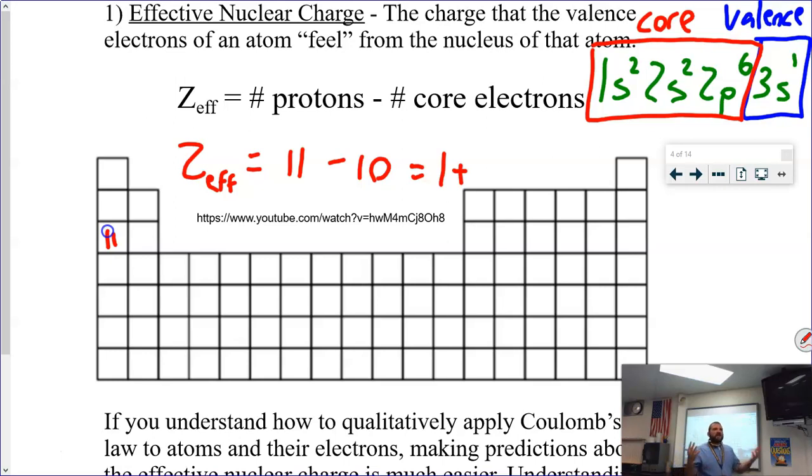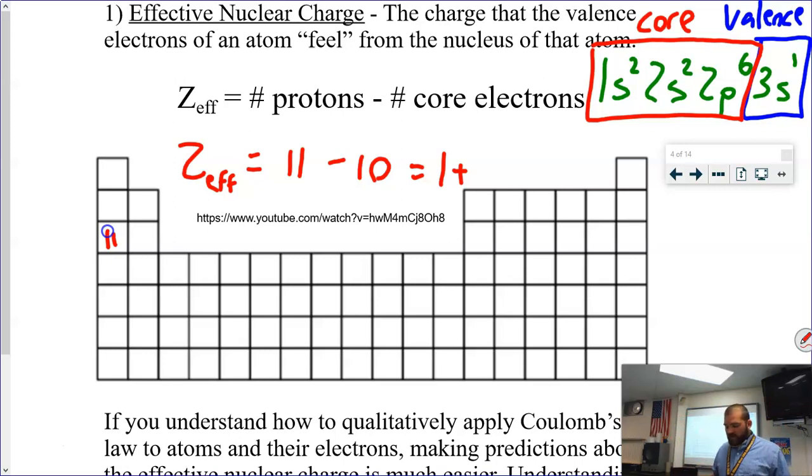All right? Essentially what that's trying to say is that the valence electrons of sodium have a net attraction of 1 plus towards the nucleus. Let me explain that a little more in depth too. Okay? I have 11 protons in the middle. I have 10 electrons in the core. And I have one more electron in the valence. The question of effective nuclear charge is, what do the valence electrons feel as an attractive force from the nucleus?